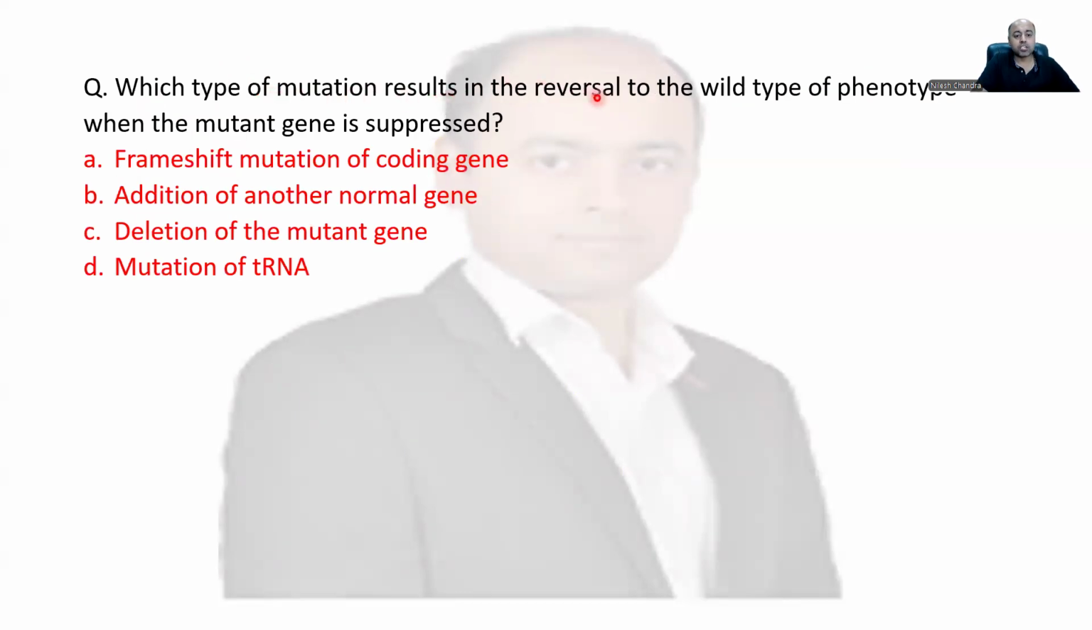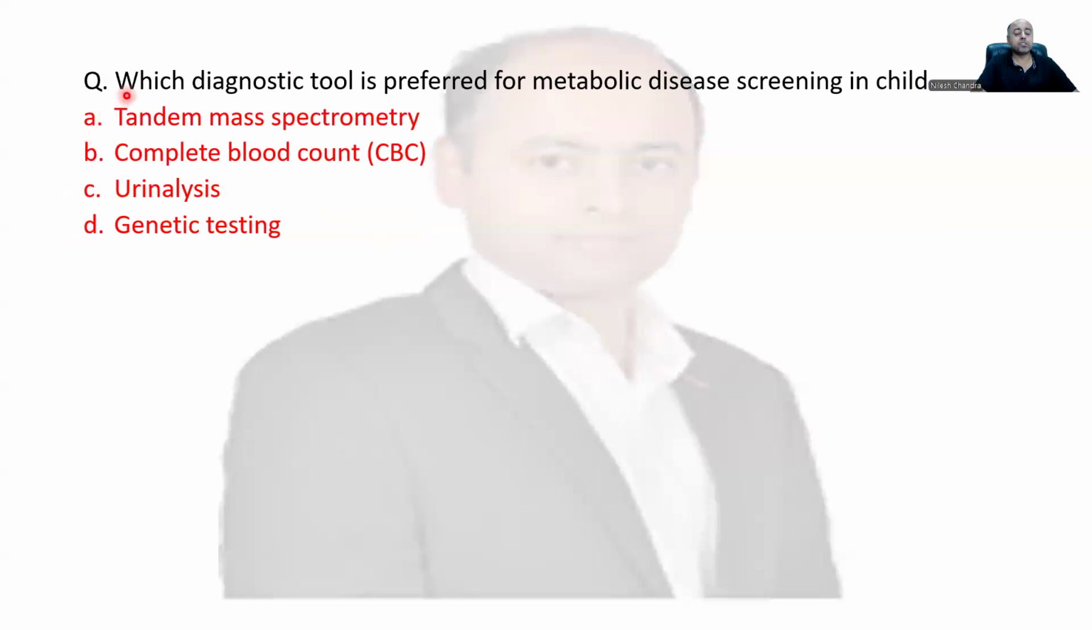Which type of mutation results in the reversal to the wild type of phenotype when the mutant gene is suppressed? Now, frame shift mutation of coding gene, it will not help. Addition of another normal gene, unlikely to help. Deletion of the mutant gene is unlikely to help. So the answer is mutation of tRNA, so that it will not read, or it will incorrectly read the mutant gene. In this way, the mutation effect will be suppressed. So mutation of tRNA should be the best answer among the given options. Now, this is a very important knowledge information that you should know.